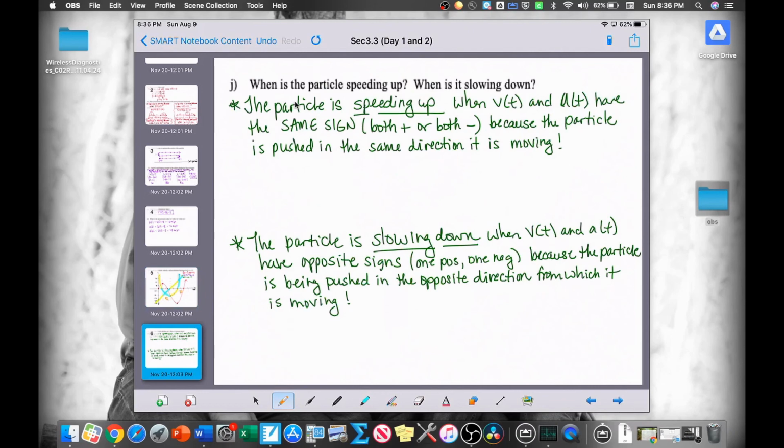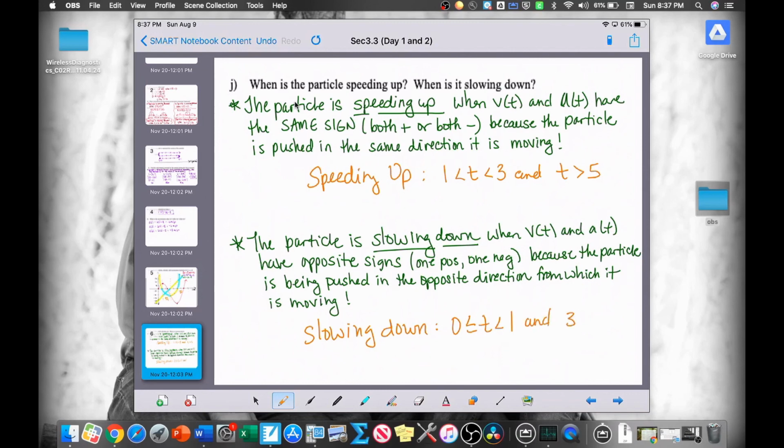So let's put an answer on our question here. The particle is speeding up when t is between 1 and 3 seconds and when t is greater than 5 seconds. And the particle is slowing down when t is between 0 and 1 second and when t is between 3 and 5 seconds.